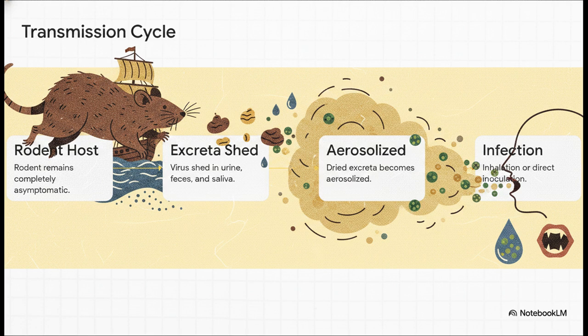The source notes really emphasize that the rodent host remains completely asymptomatic. They're the perfect silent vessels. They shed the virus through their urine, feces, or saliva, and when that waste dries up, it aerosolizes. It becomes airborne. We humans then get infected either by literally inhaling these microscopic particles or through direct inoculation, like drinking contaminated water or eating tainted food.